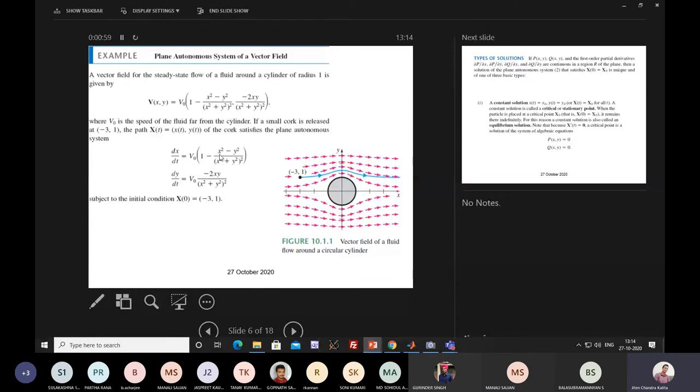So that means if you try to release a particle here at this location (1, 0), it is not going to move at all, it is going to stay there. The fluid particle there, or that cork, if you try to release the cork here, the cork is not going to move from here, right? Similarly, I think (-1, 0) is also a point like that, okay?